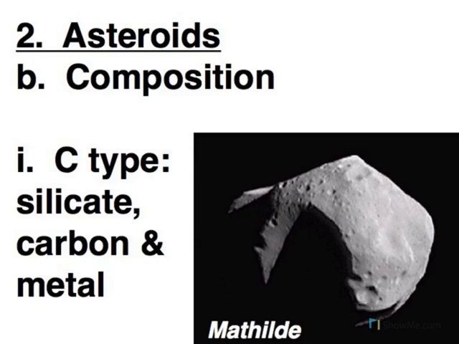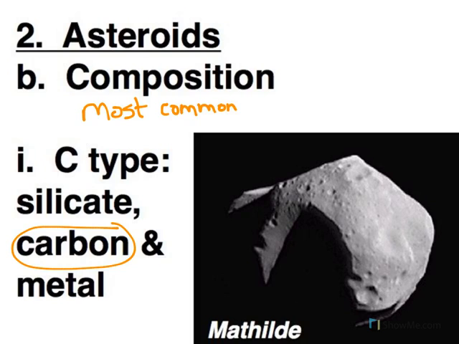The most common asteroid composition type is a C-type, where here C stands for carbon, but these also have silicates and metals as part of their composition. And here we see asteroid Matilda is an example of a C-type. Not only are these the most common, these are also the least changed as far as composition.